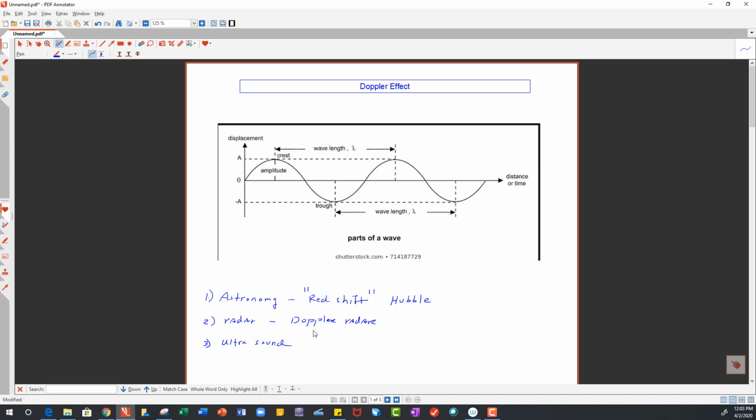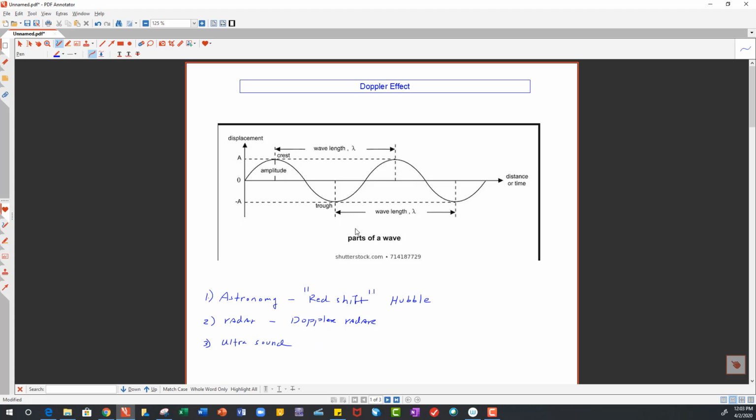In weather radar, this is very valuable and used quite extensively in storms. It can detect the movement of rain and wind shear and things like that, which could be a danger to aviation. So the Doppler effect is used quite extensively in aviation and in radar in general. And then ultrasound uses the Doppler effect, for example, to determine the velocity of blood in a blood vessel.